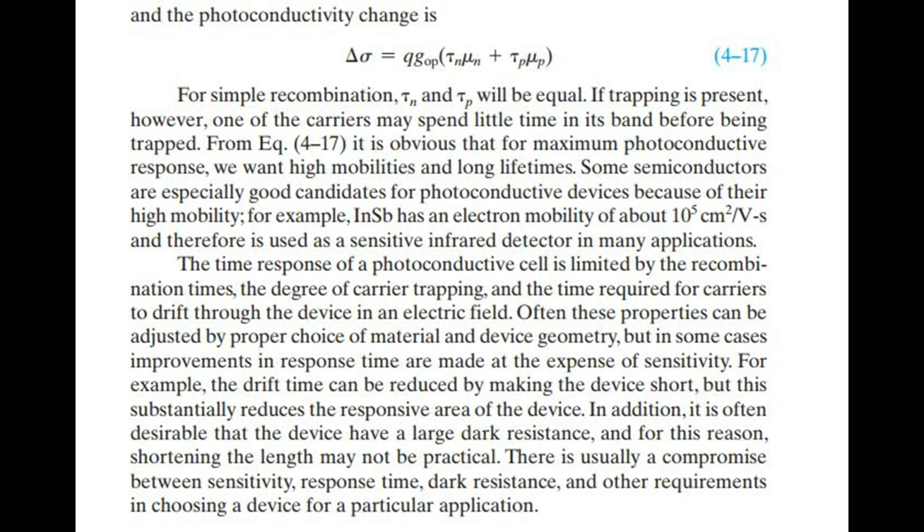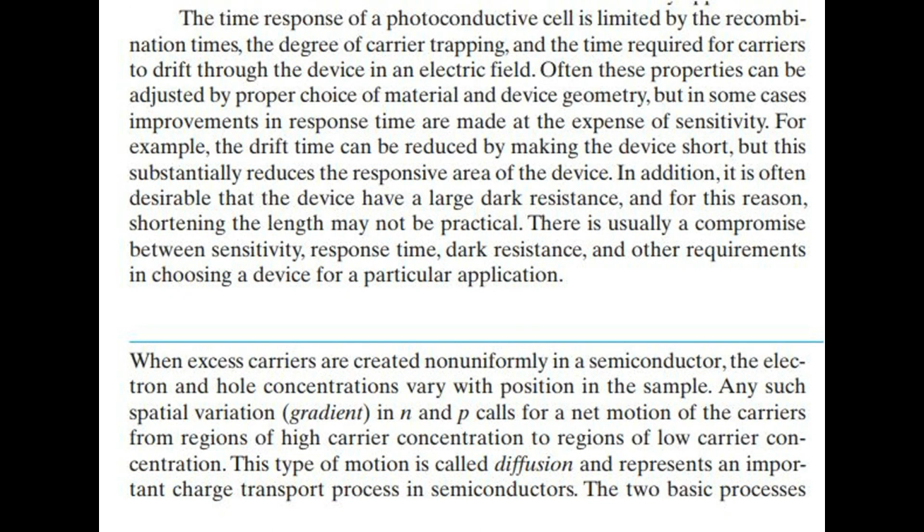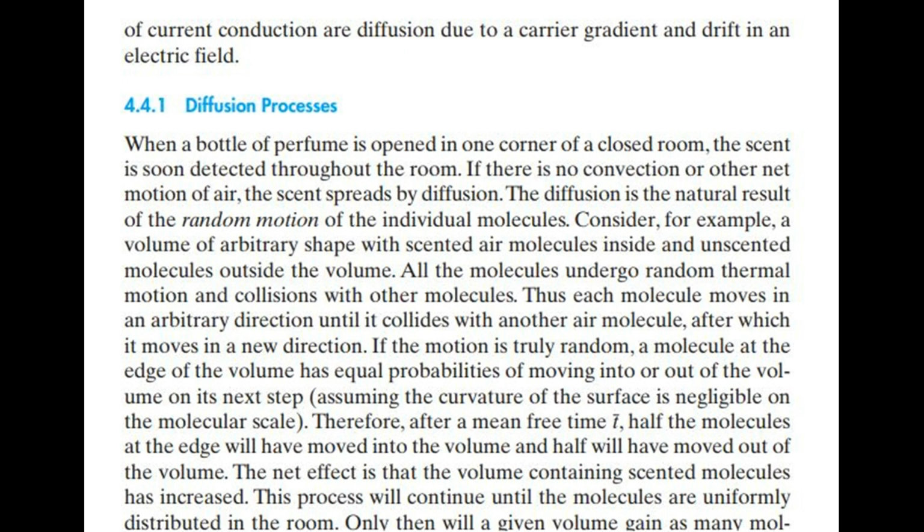When excess carriers are created non-uniformly in a semiconductor, the electron and hole concentrations vary with position in the sample. Any such spatial variation, or gradient, in n and p calls for a net motion of the carriers from regions of high carrier concentration to regions of low carrier concentration. This type of motion is called diffusion and represents an important charge transport process in semiconductors. The two basic processes of current conduction are diffusion due to a carrier gradient and drift in an electric field.